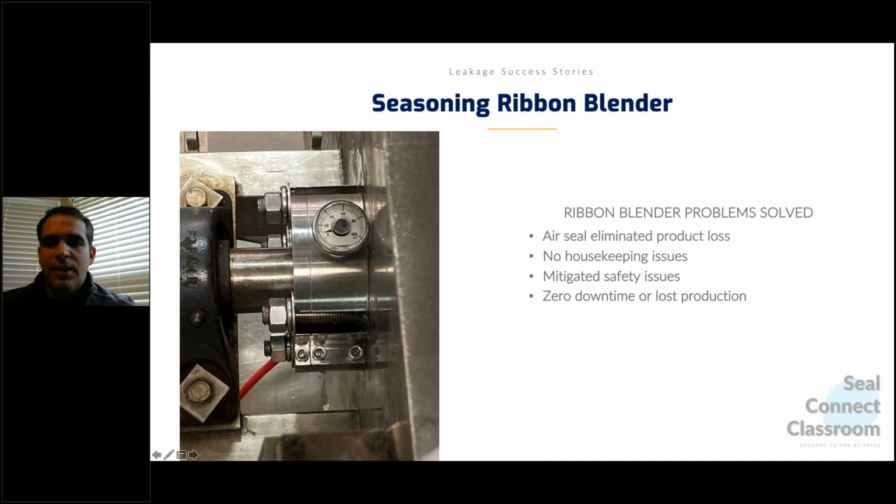We've eliminated the product loss 100%. They really haven't gone back to this equipment since this seal has been installed.